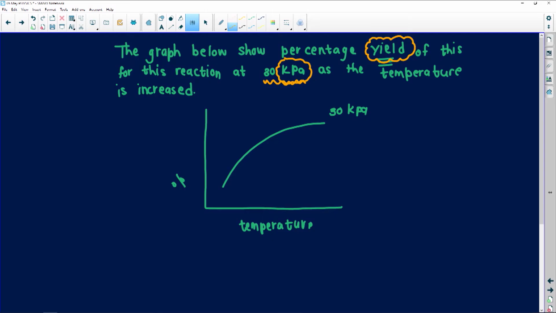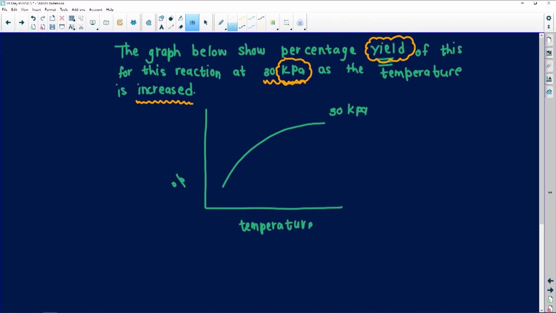30 kilopascal as the temperature is being increased. Now we need to remember, when temperature is increased, going back again to the kinetic molecular theory, the particles are gaining energy. Collisions are going to start occurring and they're going to start colliding, meaning that we're going to get more product. So already you must have that in your mind.